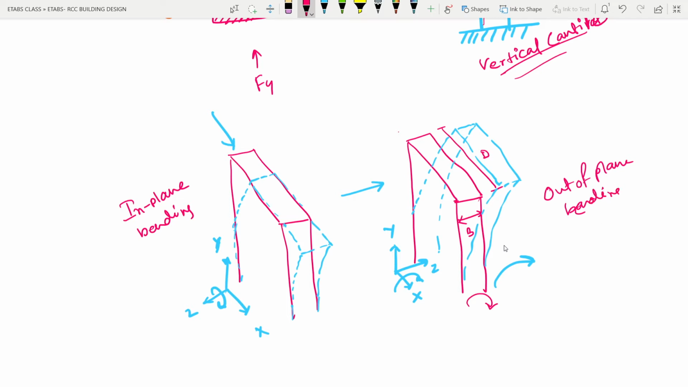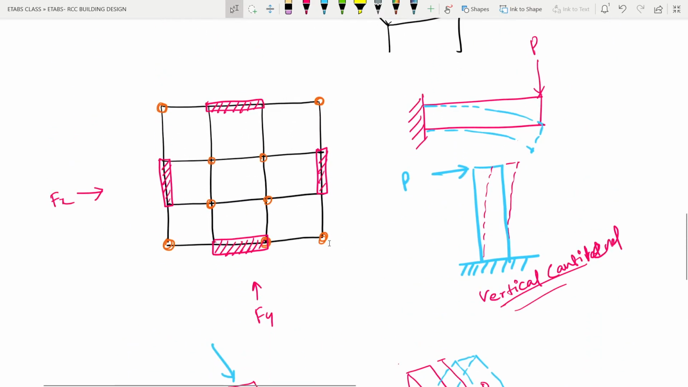Now shear walls are strong in in plane bending. They will give you more resistance in case of in plane bending, but they are very weak in case of out of plane bending. So if I go back to the previous drawing, this particular plan, you will see that the Fx force can be resisted by shear walls number 1 and 2, because here the D is along the x direction, so it will have higher stiffness in this direction.